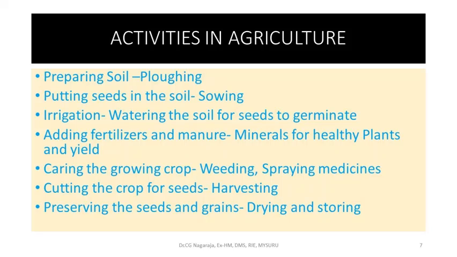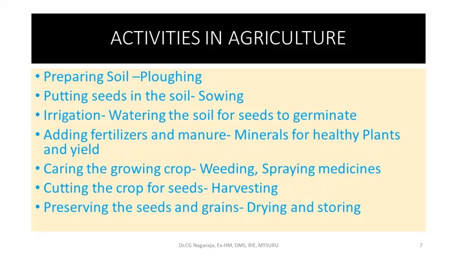Once these plants start growing and germination starts, you have to take care of the young plant by using fertilizers and manure. Then as the plants keep growing, you have to take care of the crop by weeding, that means removing the unwanted plants, and spraying medicines to stop disease or anything harming the plants.